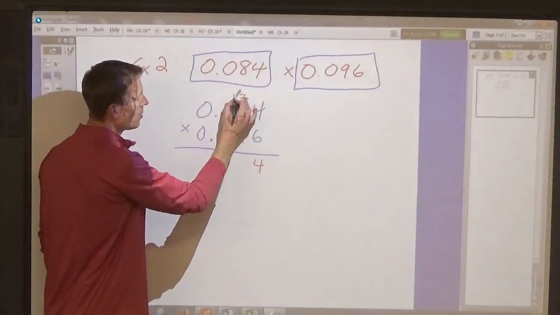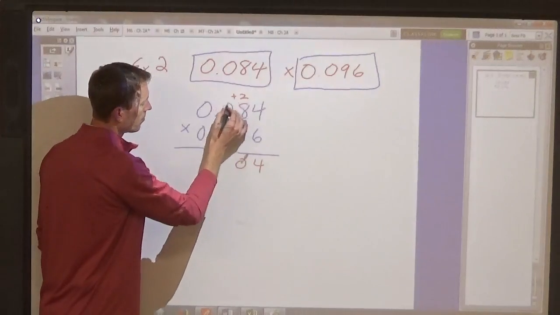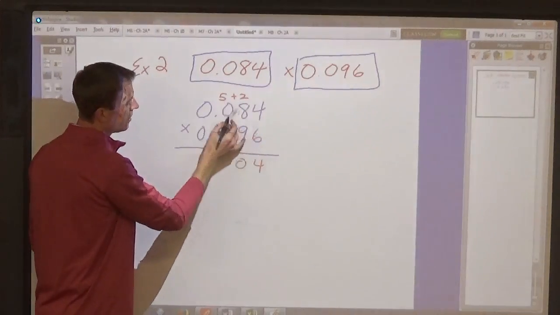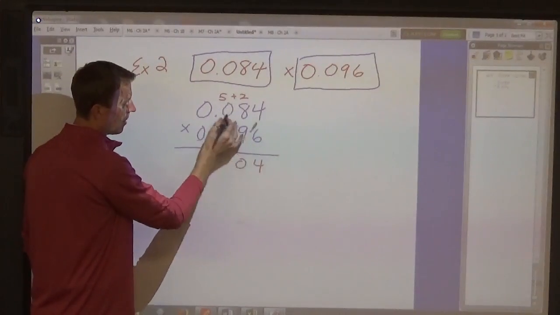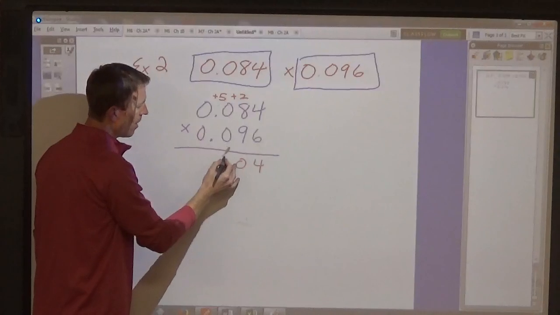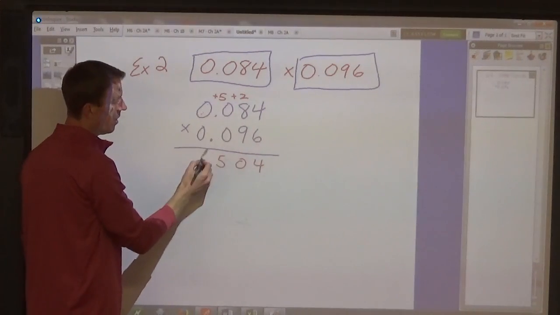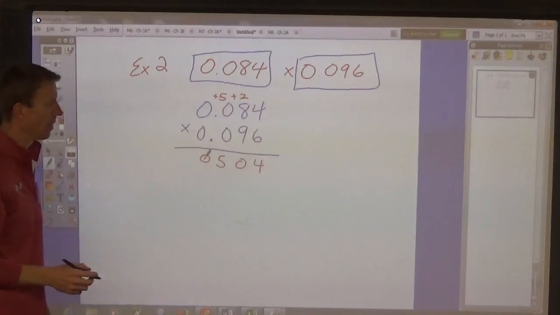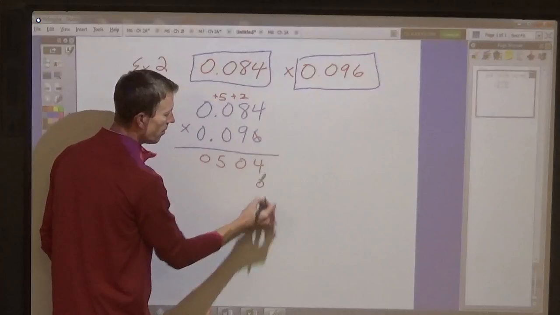48 plus 2 is 50. Now 6 times 0.5: 6 times 0 is 0, and then plus 5 is 5. And 6 times 0 is 0. Okay? Then we need to hold the next place because we're done with this number.